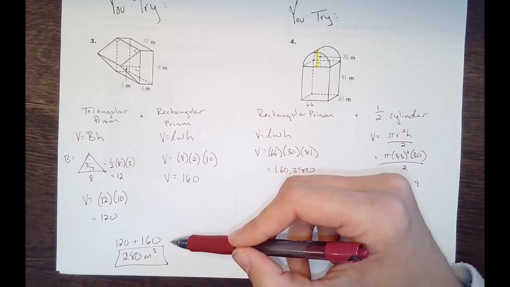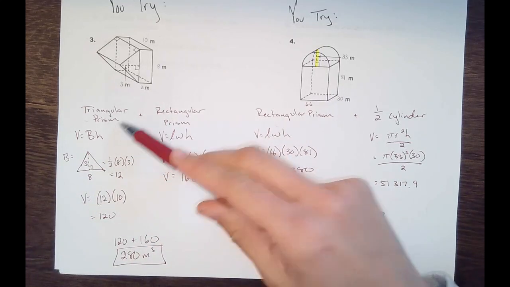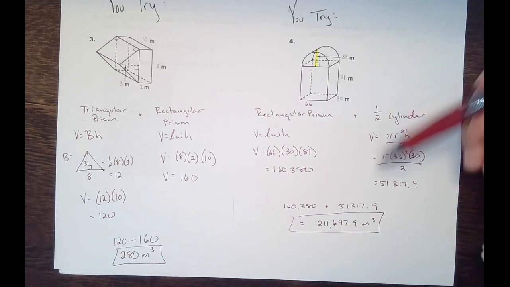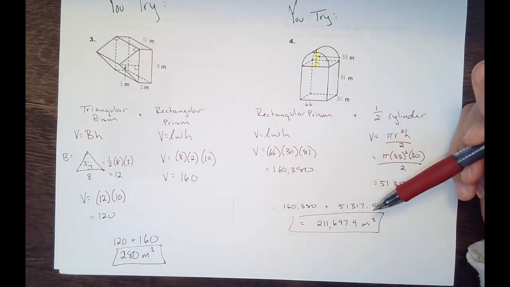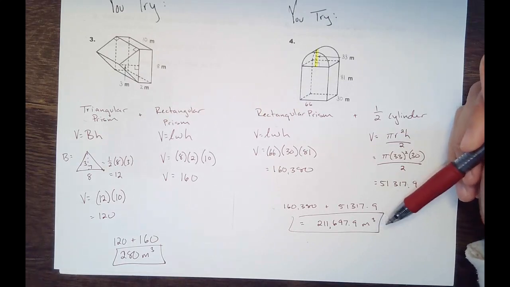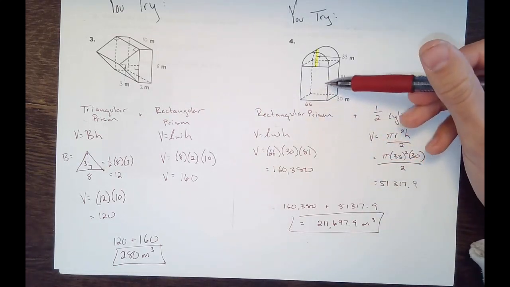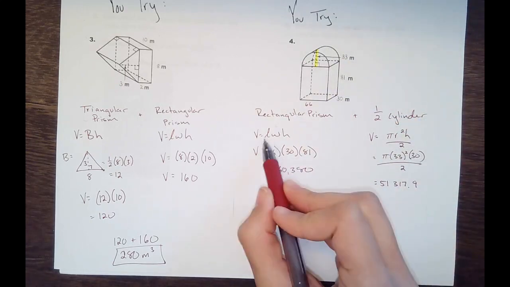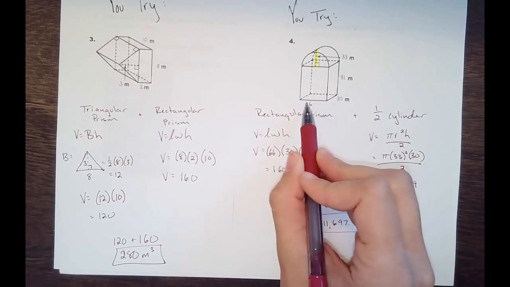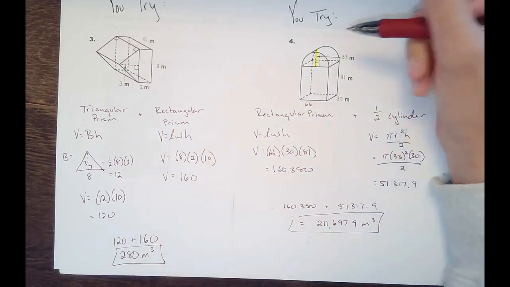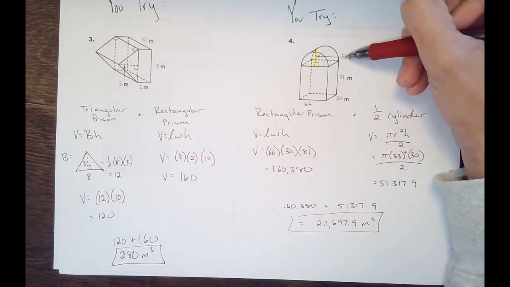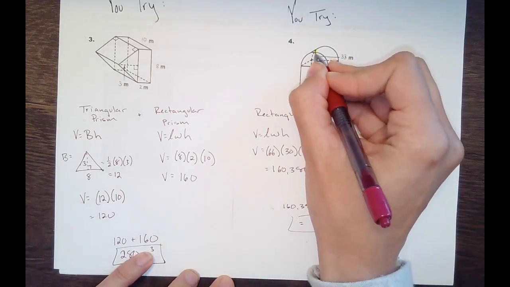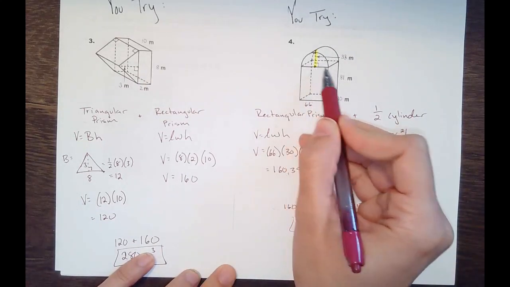Over here you should have ended up with 211,697.9 meters cubed. You have your rectangular prism that's here on the bottom, right, plus half of this cylinder that's on the top. Okay, now the tricky part with this is figuring out that the length of this side here, right, is 66. And how you know that is because here it tells us that the radius of this cylinder is 33. So if the distance from here to that edge is 33, then that means the distance from here to this edge is 33, making the entire thing 66. Right? Then you go through and follow your formulas and you end up with your answer.